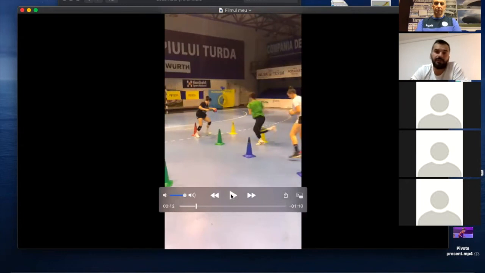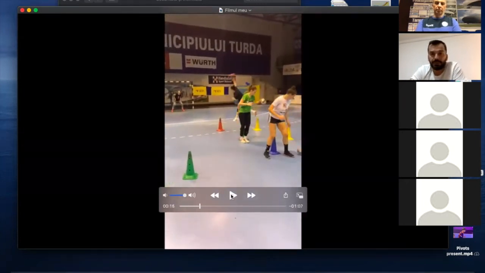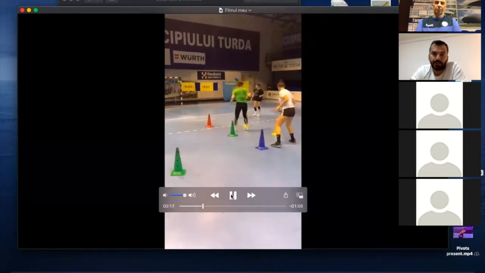So it's dribble, feint, again, to stay low. For some of them, it's a little bit difficult to do it. They don't have good coordination, and this is a problem.